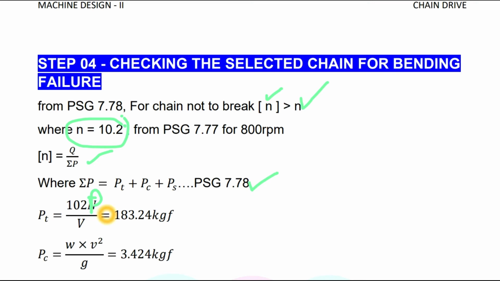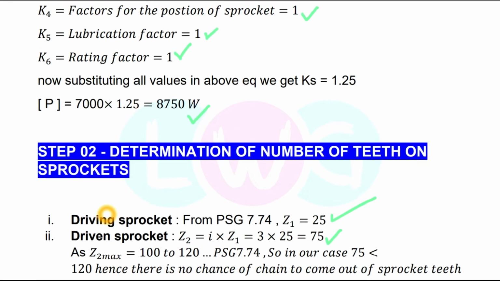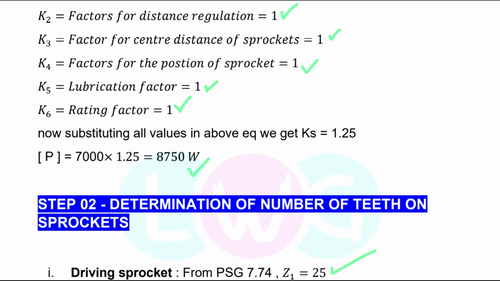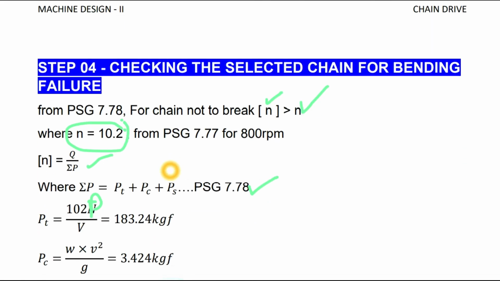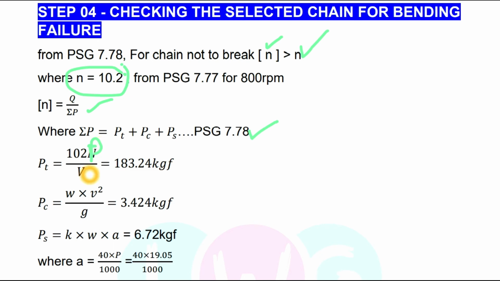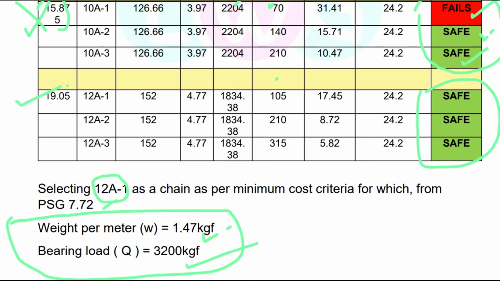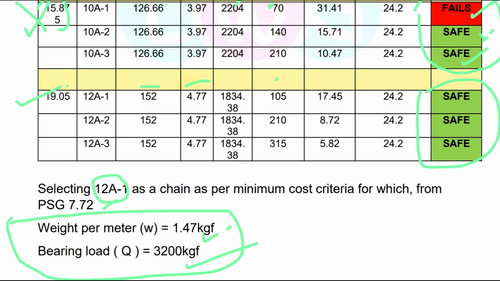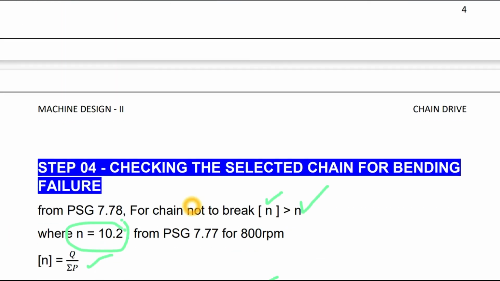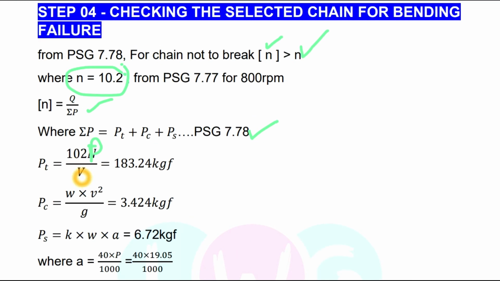What will be the design power? The design power we found is 8750 watt, but you have to take the value in kilowatt, so it will be 8.75. Put 8.7 here, and the velocity we took out here is 4.7. Put this value also and solve it, you will get the answer.